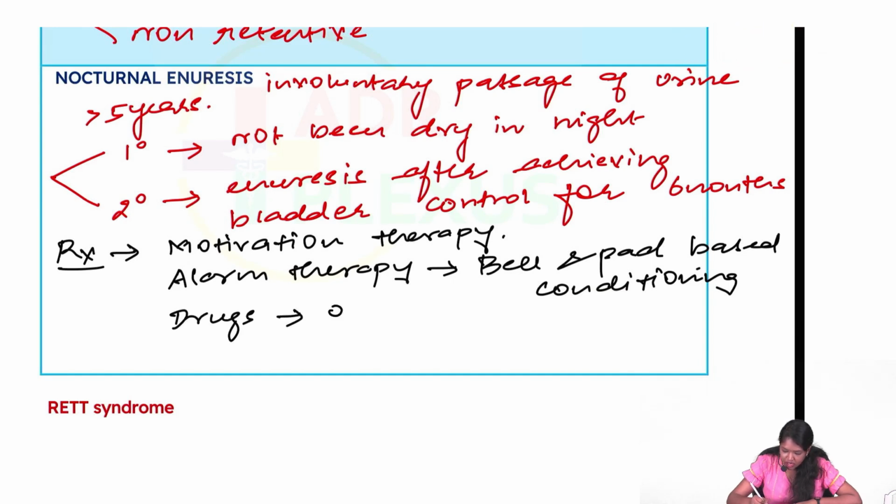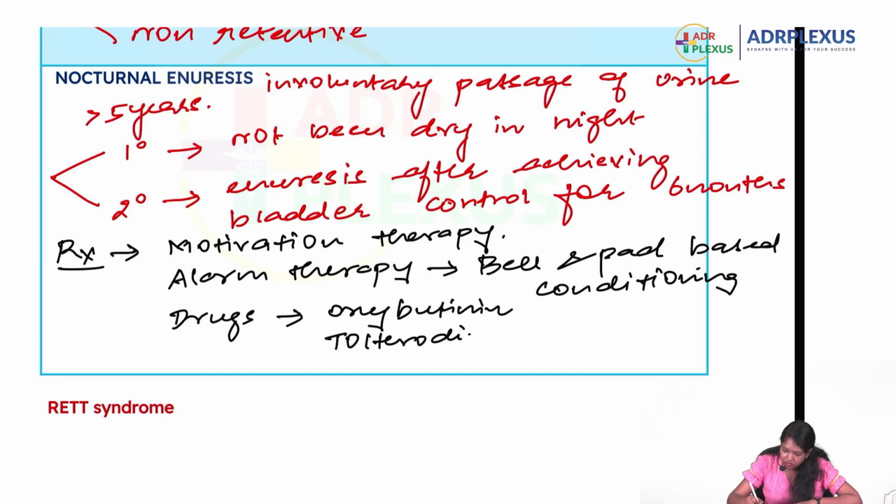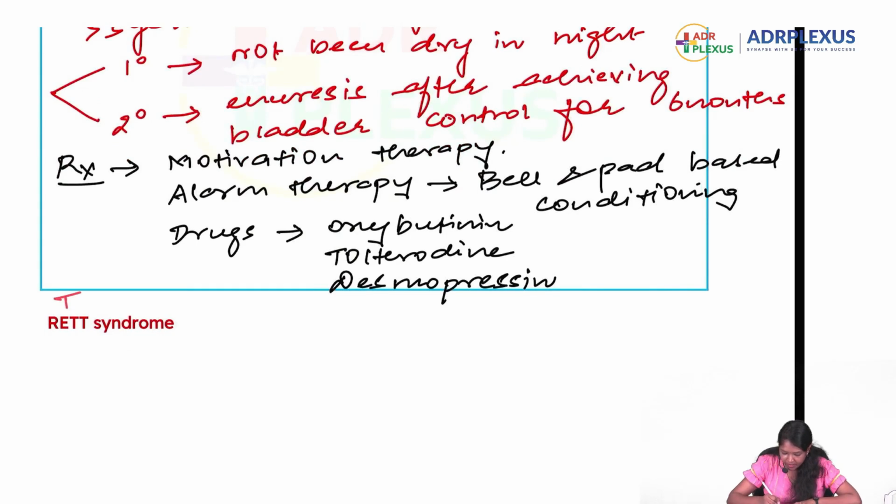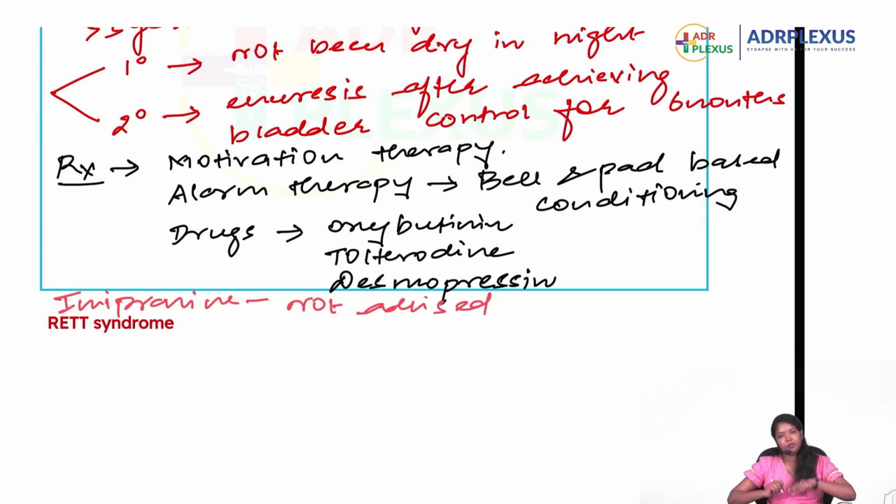Drugs that can be used are oxybutynin, tolterodine, desmopressin. Oxybutynin, tolterodine, desmopressin. These drugs can be used. Imipramine is not advised in children. The recent edition of OPGAI says this. If you have followed the previous edition of OPGAI, imipramine was there in the treatment. But the recent edition says imipramine should not be used.